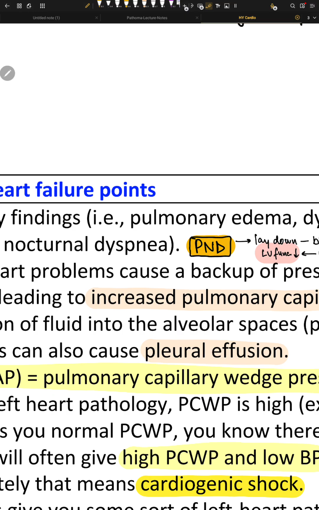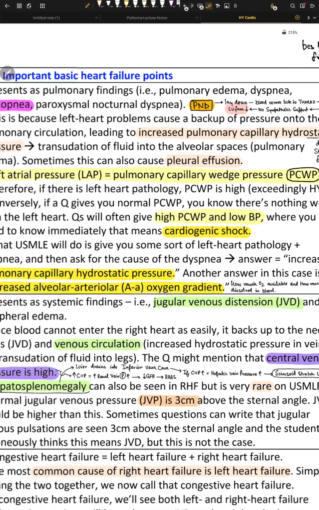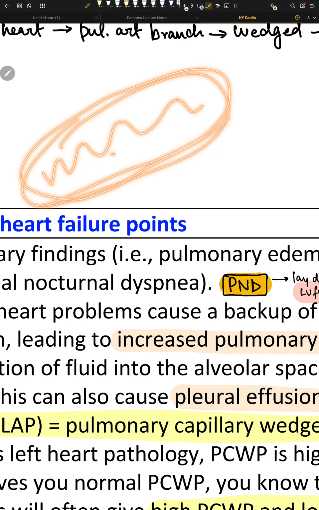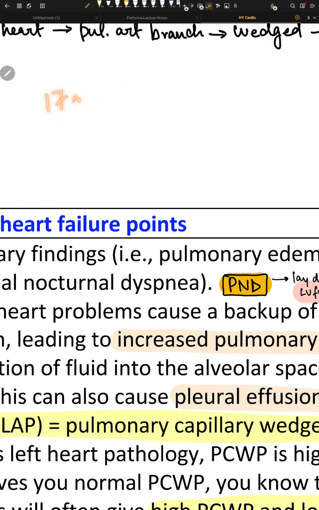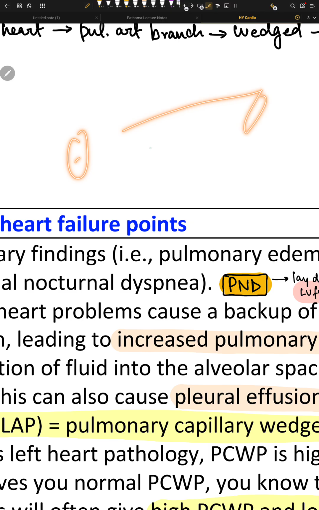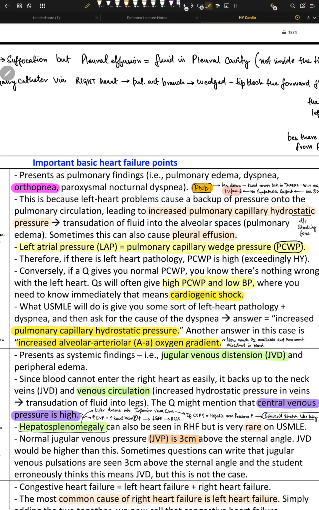Now we have oncotic pressure. In short, what really happens is that we have a lot of fluid accumulating inside the capillary, and the capillary is not able to handle this fluid, and then fluid leaks out. The capillary barrier fails. Usually there's a margin of around 17 mmHg, I think, of how much more fluid can be controlled inside the capillary. But here the capillaries are failing, and once they fail, the fluid will just move out. So that's the idea here, okay? Transudation of fluid into the alveolar space, pulmonary edema. Sometimes this can also cause pleural effusion, right?